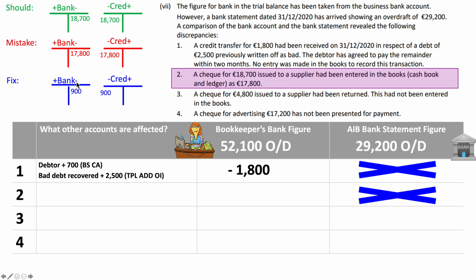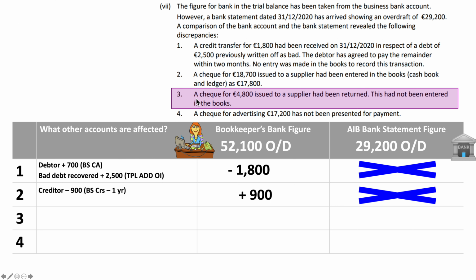So the bank, we're going to minus the bank here, which means that the overdraft will be added to. So we add 900 euro there. And then the creditor, we minus 900 euro in the creditor. So that's that done. Number 3, a cheque for 4,800 issued to a supplier had been returned. This had not been entered in the books. Okay, so it hadn't been entered in the books. Whose books? The bookkeeper's books. There will be no adjustment to the bank here, so it's just the bookkeeper who needs to adjust for this.